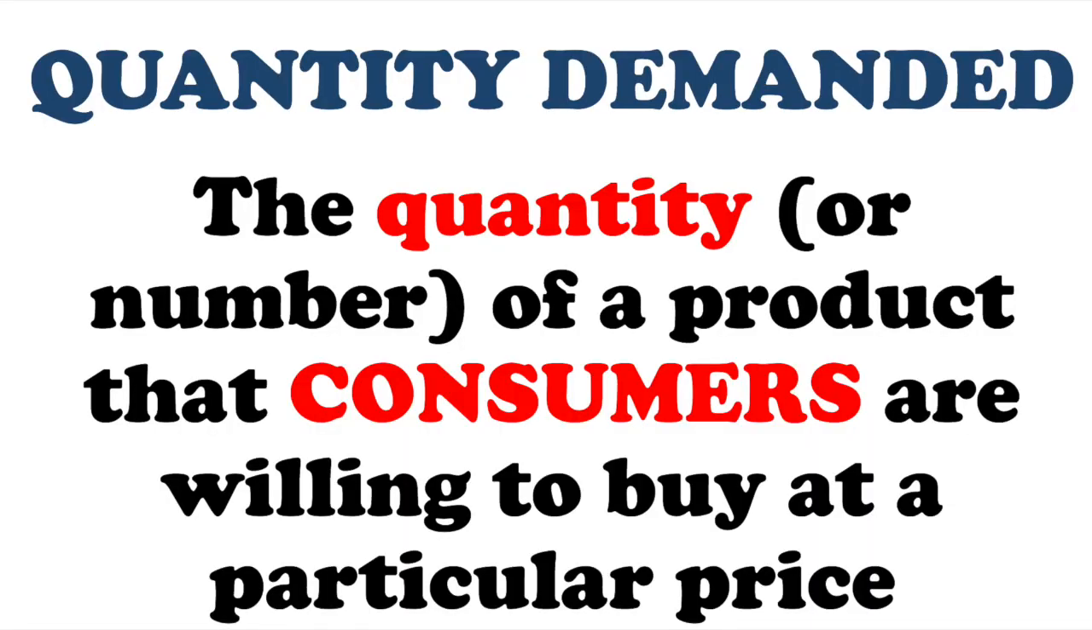Now, every year, in just about every place, economic students all over the place tend to get quantity demanded and demand confused. Demand deals with a desire and ability to own, but check out the definition of quantity demanded. The quantity, or of course the number of a product that consumers are willing to buy at a particular price. So demand is the desire and ability to own something. Quantity demanded just means how many of them do you want?